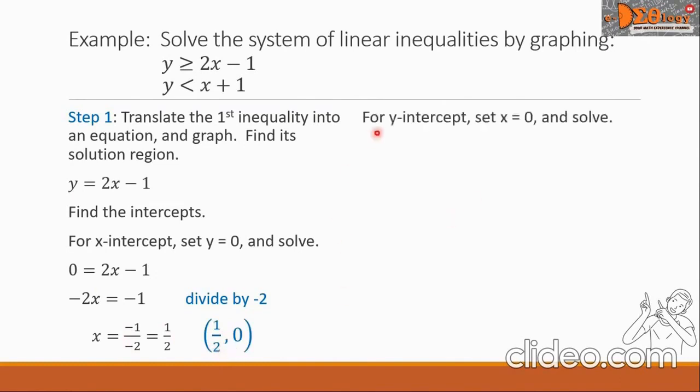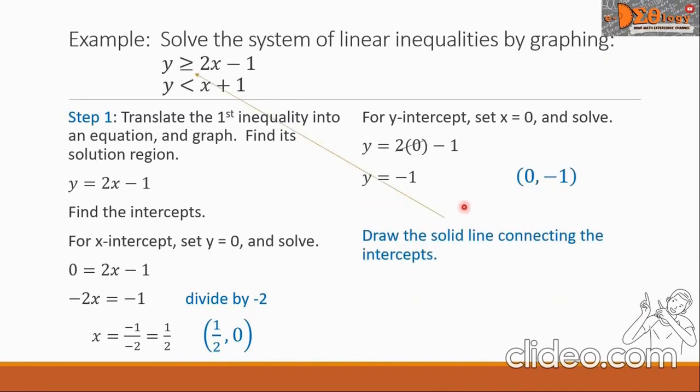Next, let us solve for the y-intercept by setting x equals 0 and solve. So this equation here now becomes y equals 2 times x, and x becomes 0, minus 1. This 2 times 0 is simply 0, so we can cancel it out. So we have now y equals negative 1. Let us write the y-intercept as an ordered pair. So we have 0, negative 1.